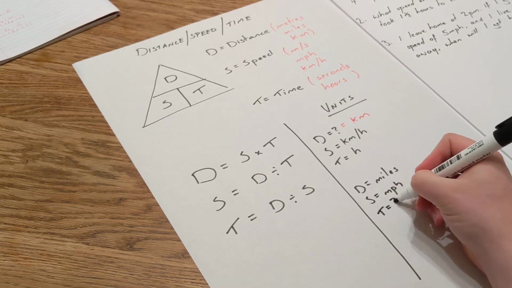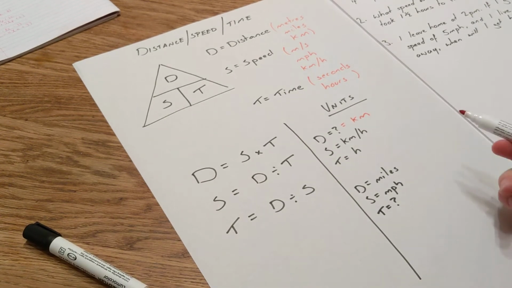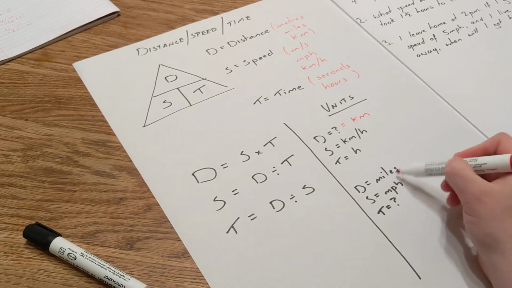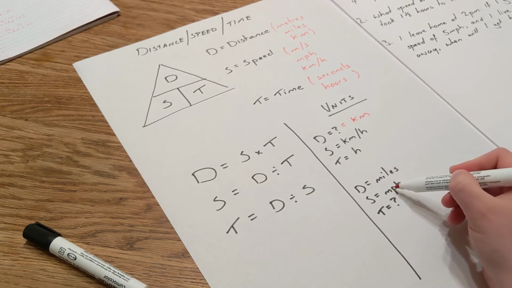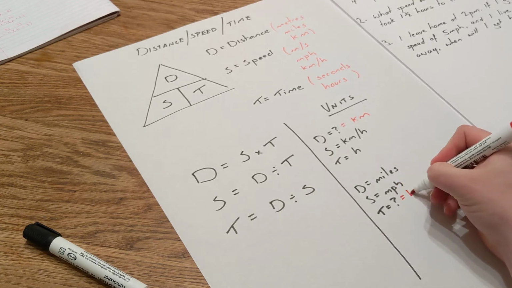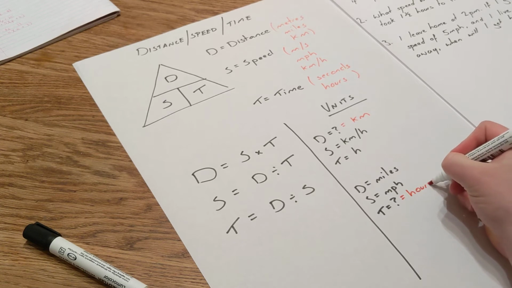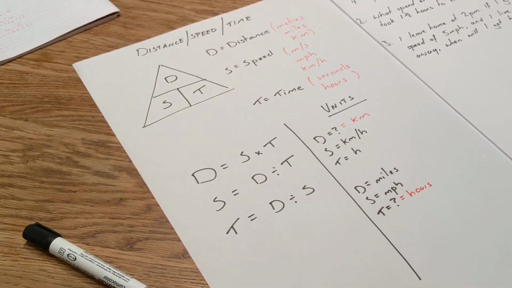The time then, once again, it has to match. So this has got no indication of a time units in it, but this one does. It's miles per hour. Miles you're travelling every hour. So your time also has to be in hours. It's a quick way to check you've done it right, if everything matches.